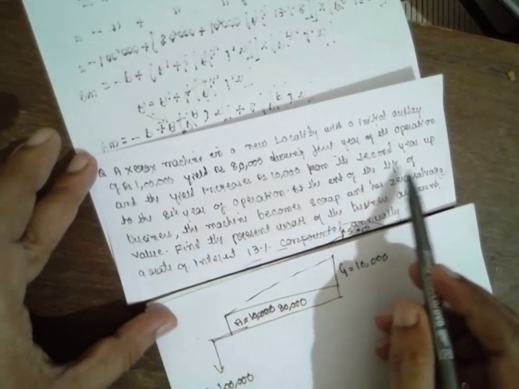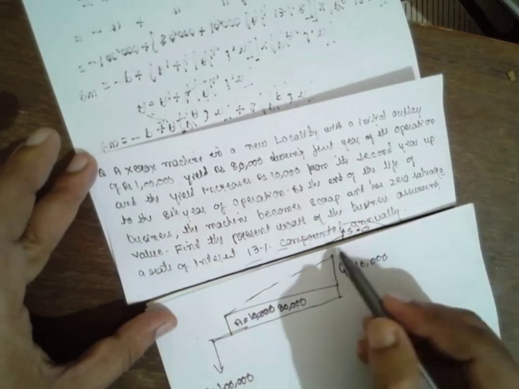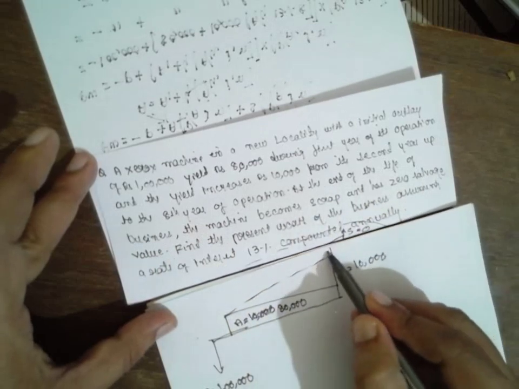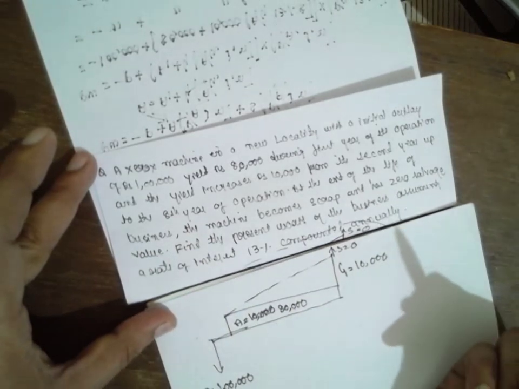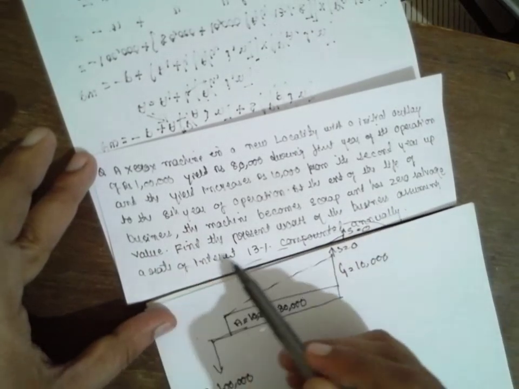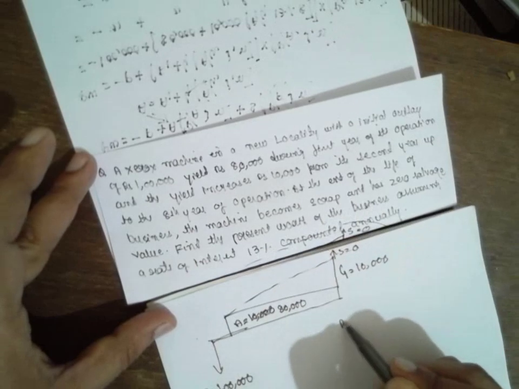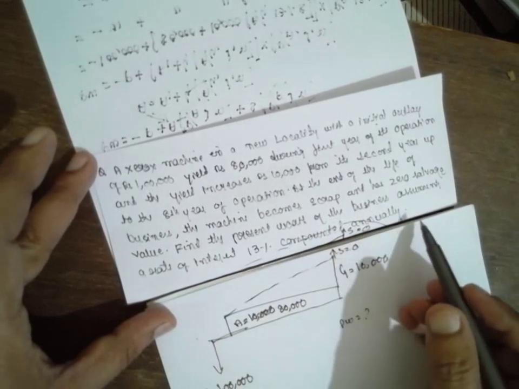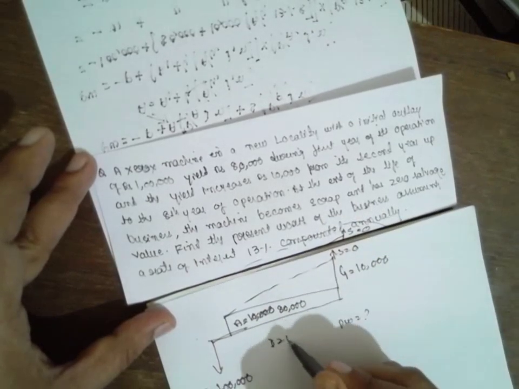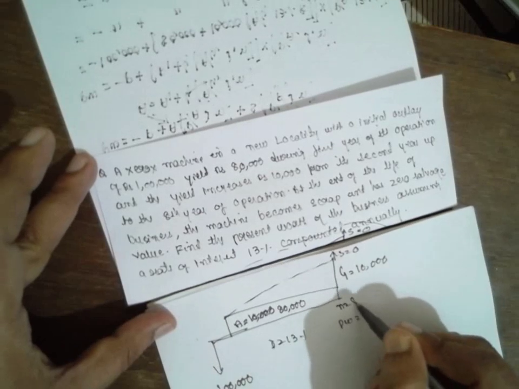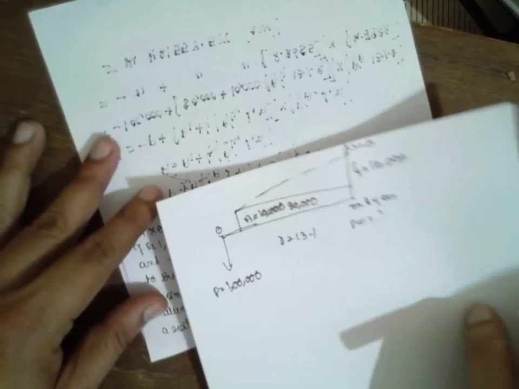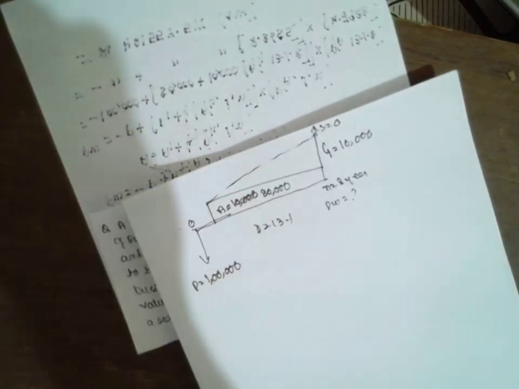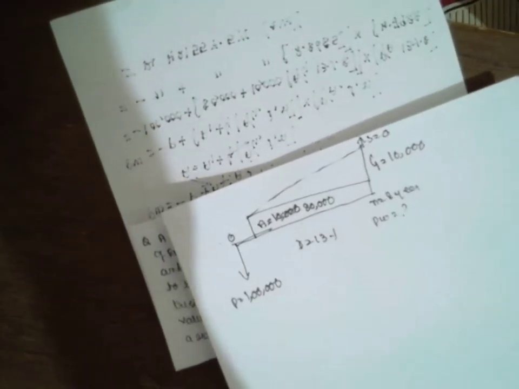At the end of the life of the business, the machine becomes scrap. The scrap value is nothing but 0. They have given it. No problem. Next, find out the present worth, the PW, for the business with the interest rate of 13% for n equal to 8 years. This is the problem they have given.